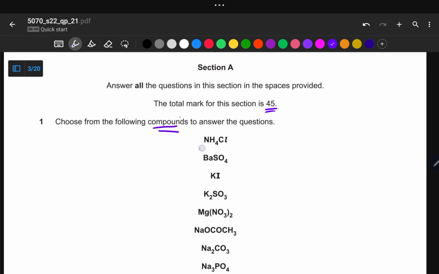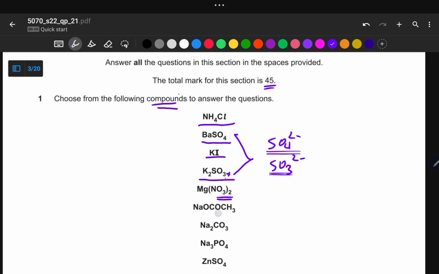First you are given ammonium chloride, then barium sulfate, then potassium iodide, and then potassium sulfide. Here is sulfate, and here is sulfide. You need to take note of these, and you should be able to distinguish between the sulfate and the sulfide. We have a complementary test for these 2: we're going to use a dilute acid. This one is insoluble in dilute acid, and this one is soluble in dilute acid, right? So you should be able to differentiate between these two anions, the polyvalent anions. And then we have magnesium nitrate.